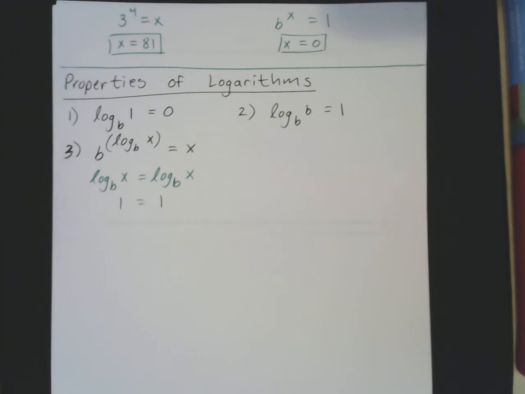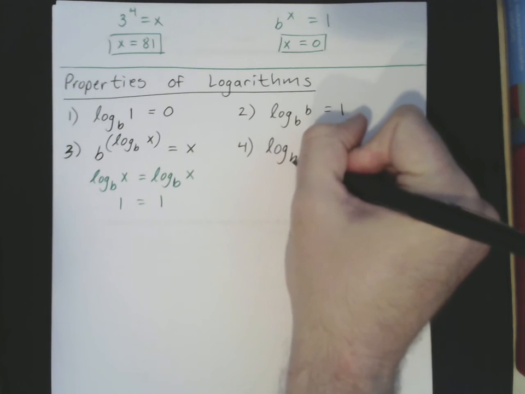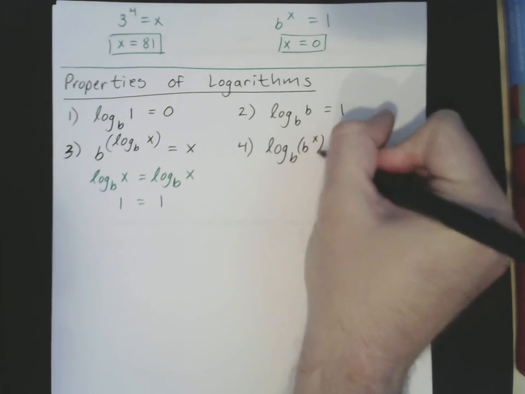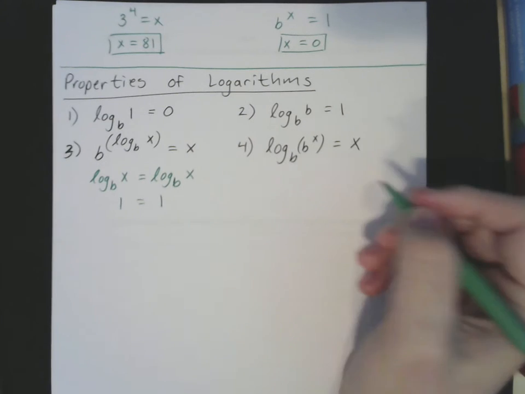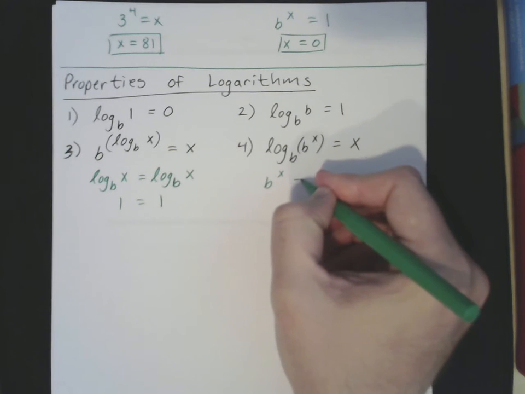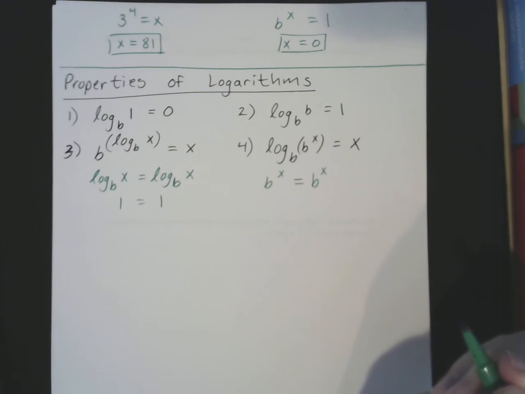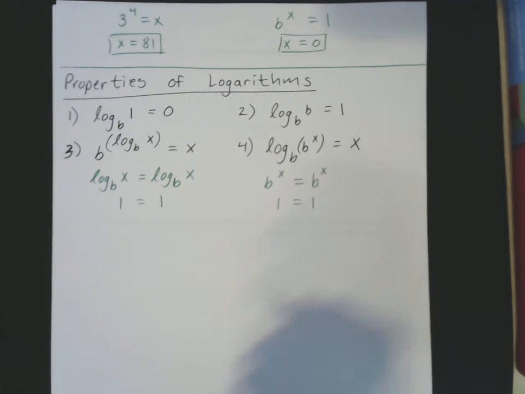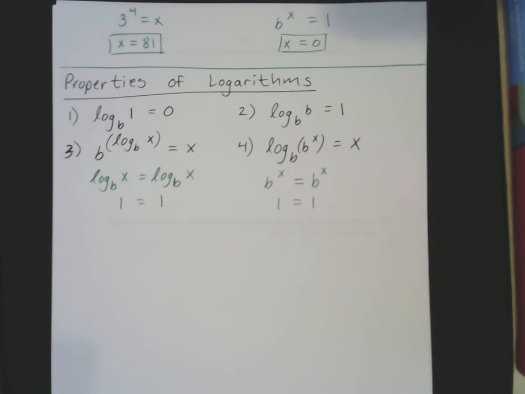And similarly, property 4 here, log base b of b to the x also equals x. So again, if we switch this back to its exponential from its logarithm, we have base b to the x equals the argument b to the x. And again, this is like saying 1 equals 1. This is just always true. And so these are useful properties when you're evaluating logarithms or simplifying logarithms.